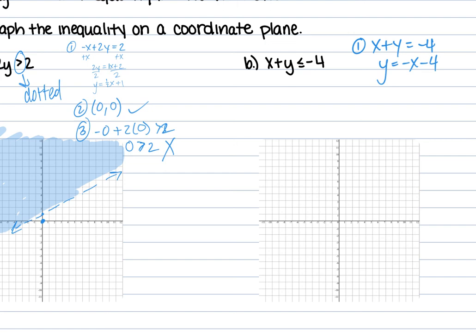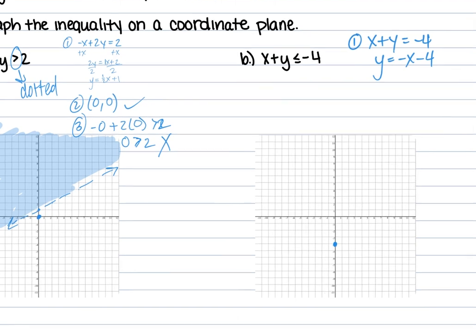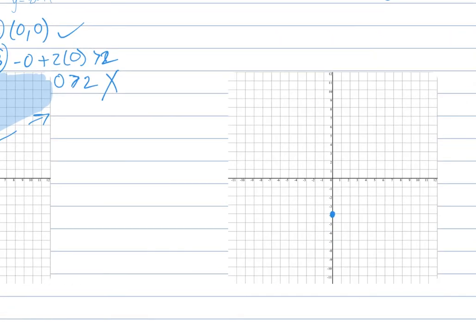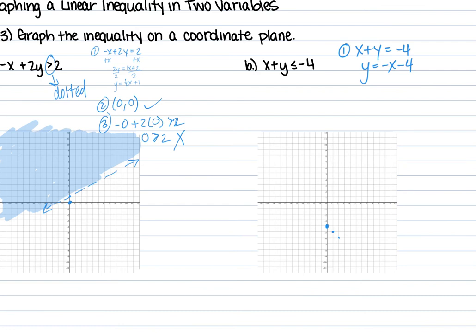You're going to go to negative 4, and then you're going to go down 1 over 1. What does over mean, though? To the right. Down 1 to the right 1. What kind of line do I need? Solid. Why? Thank you, German. So we're going to have a solid line like this.